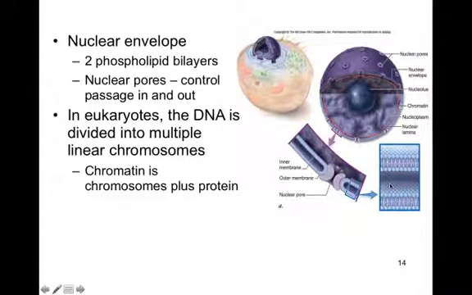The nuclear envelope contains nuclear pores. These pores are small holes that control the passage of RNA and ribosomal components in and out of the nucleus.